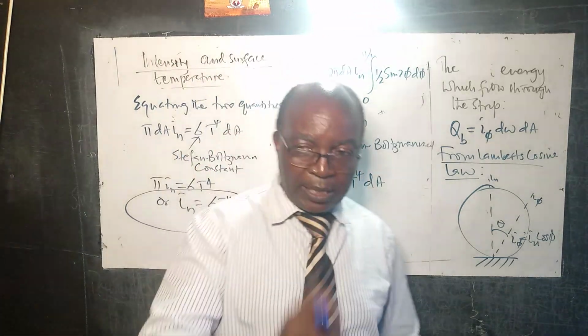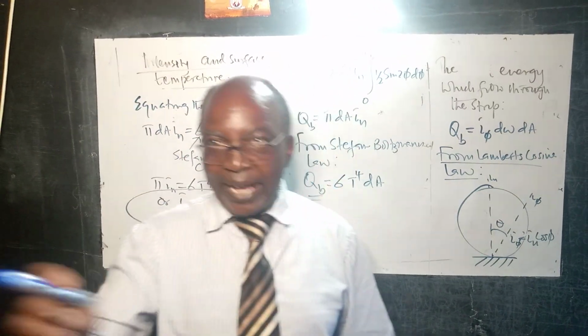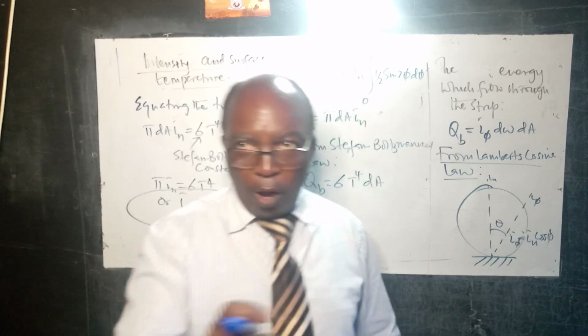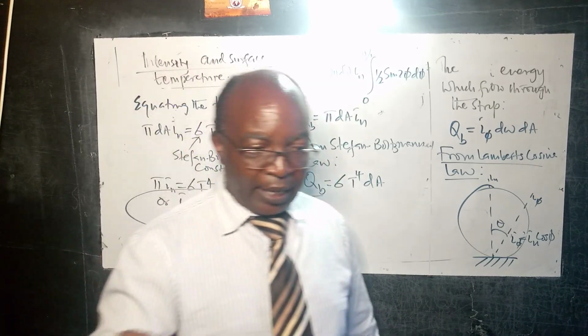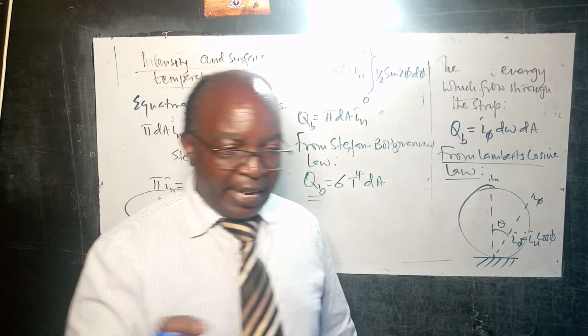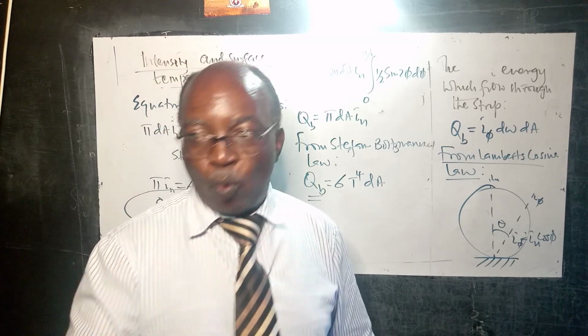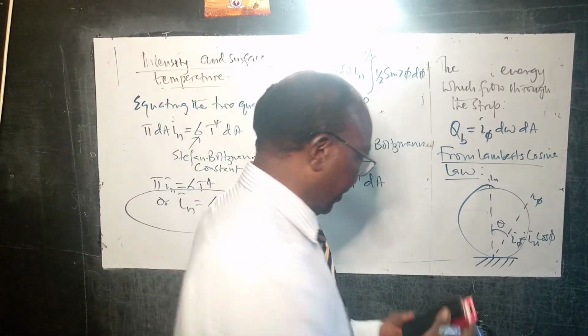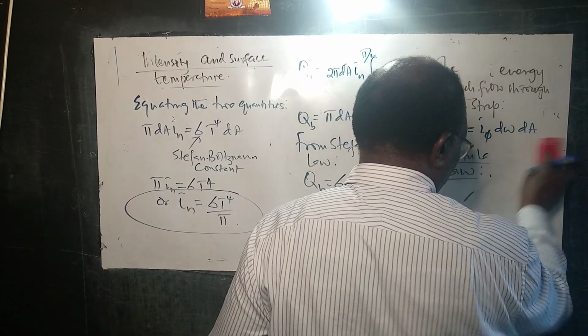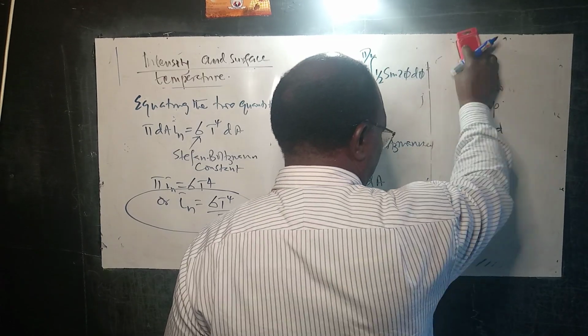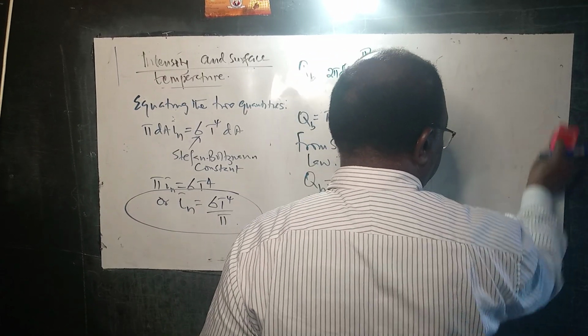And remember, we mentioned that in the case of a black body, the absorbed energy divided by the total incident energy is 1. So it absorbs everything. Very important to remember that.